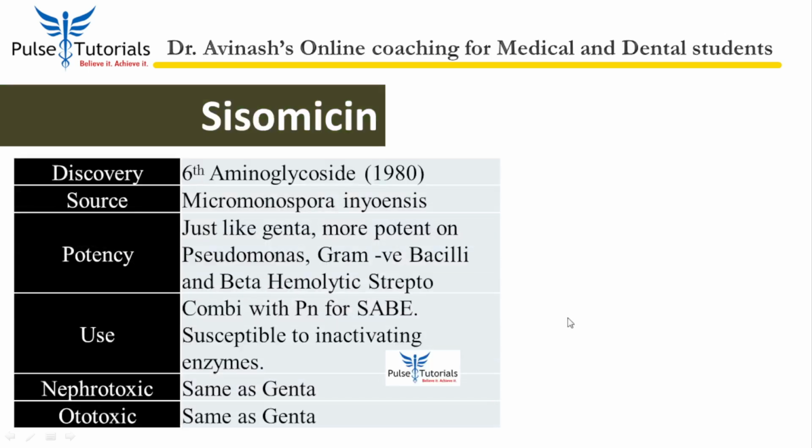Sisomycin is the sixth aminoglycoside, 1980s, from Micromonospora inyoensis. Just like Genta, but more potent on Pseudomonas, gram-negative bacillus and beta hemolytic streptococcus combined with penicillin. It is amazing for subacute bacterial endocarditis. Unfortunately, it is susceptible to inactivating enzymes. The potential to cause nephrotoxicity and ototoxicity is exactly like gentamicin.